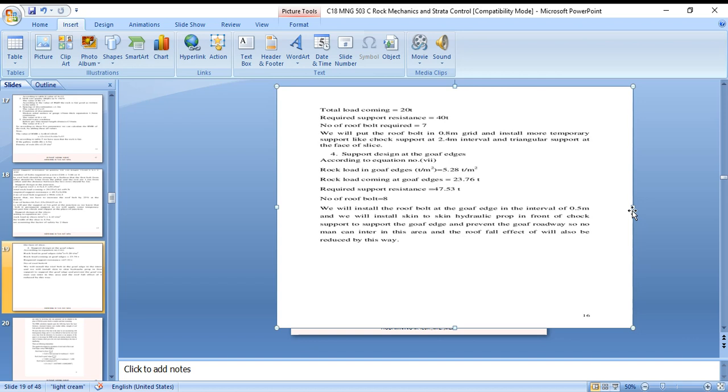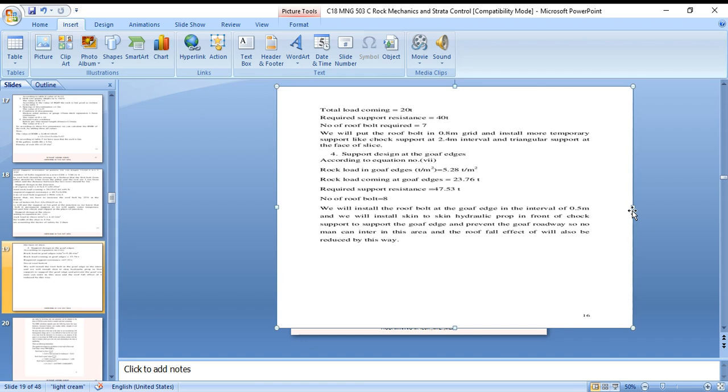and install more temporary supports, like chock supports at a 2.4 meter interval, and triangular supports at the face of the slices. Support design at the goaf edge is according to the equation. The rock load in the goaf edge is 5.28 tons per cubic meter. Rock load coming onto the goaf edge gives the required support resistance and the number of roof bolts.